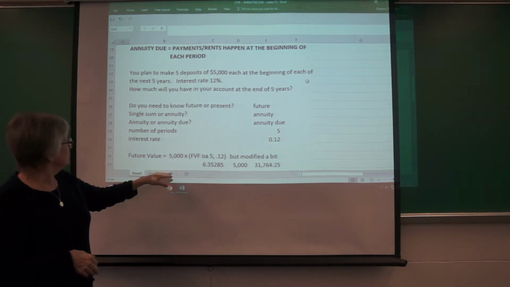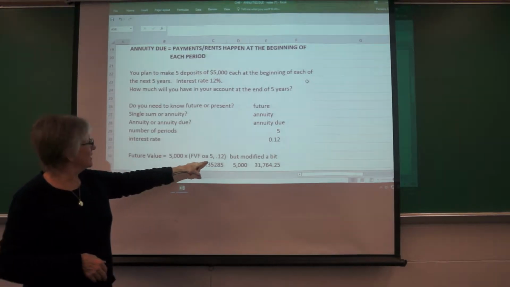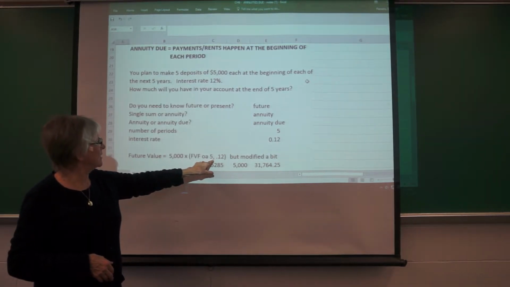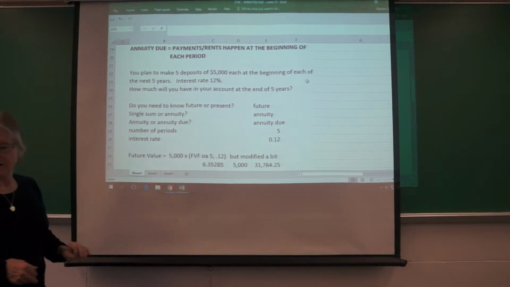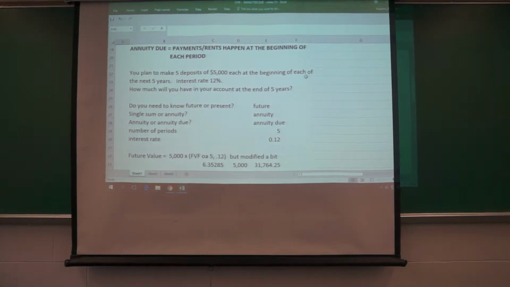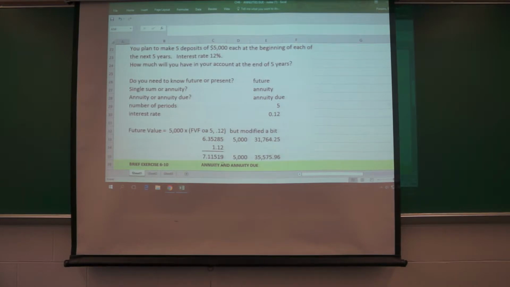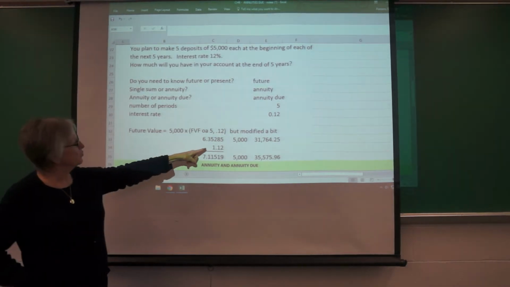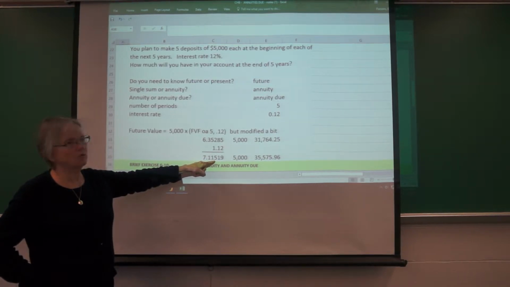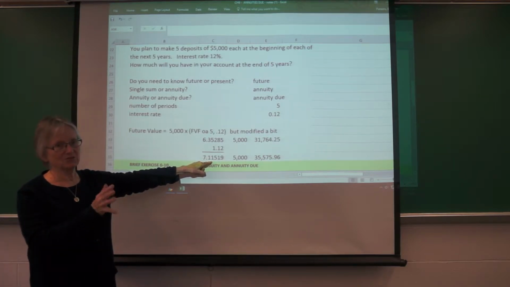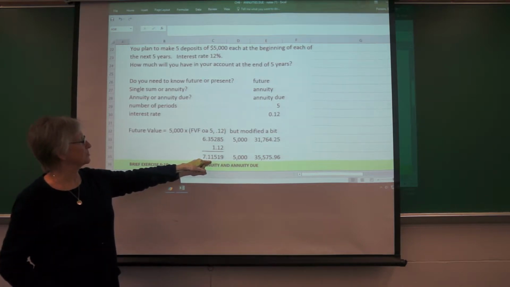So you go to the future value of an ordinary annuity, 5 periods, 12%, and you get that factor, okay? Now, what you do with that factor is multiply it times 1 plus the interest rate, and that gives you the factor for an annuity due. That adds 1 extra interest period, because you're starting at the beginning, you've got 1 more interest period.